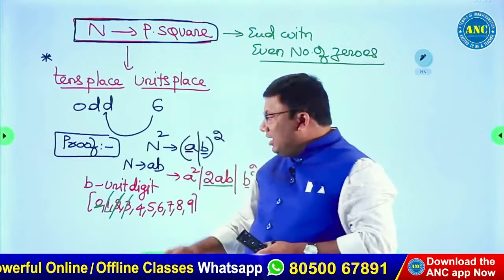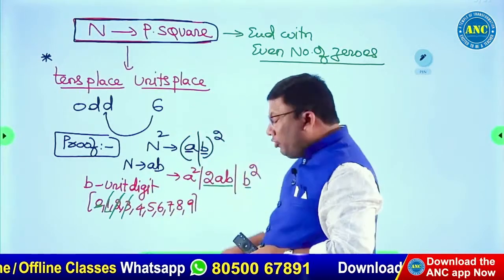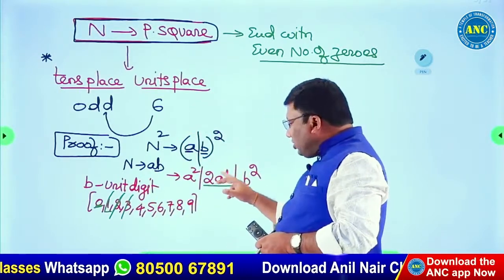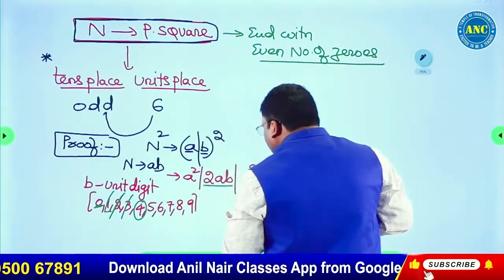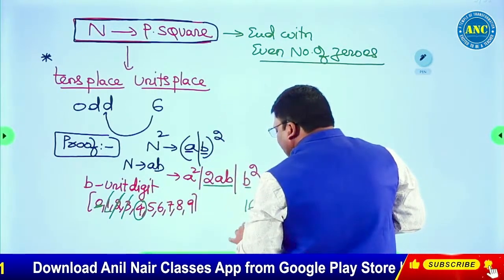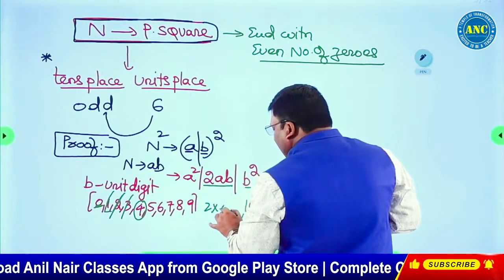Are you all with me? If B is 4, 4 square is 16. That means 6, with 1 carried. 2 into A into 4.